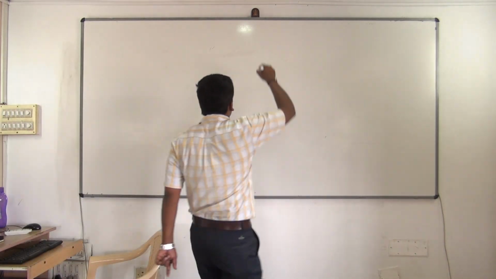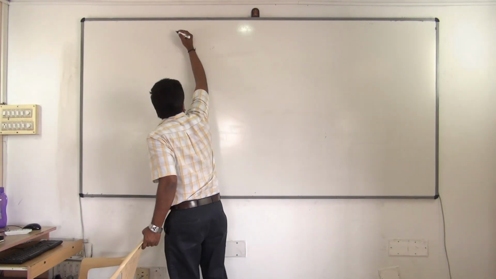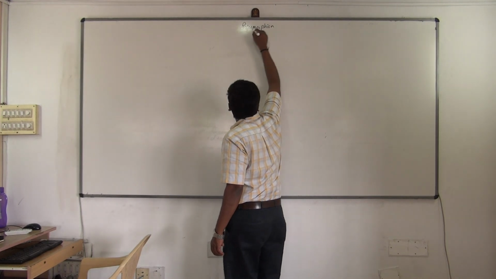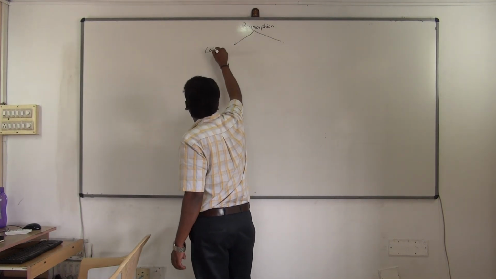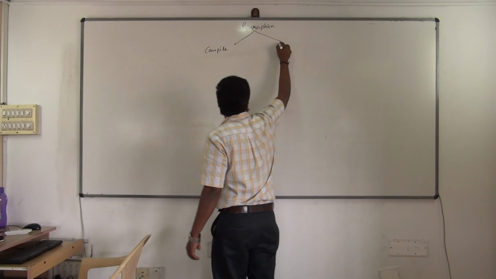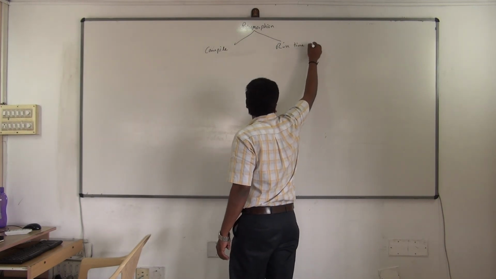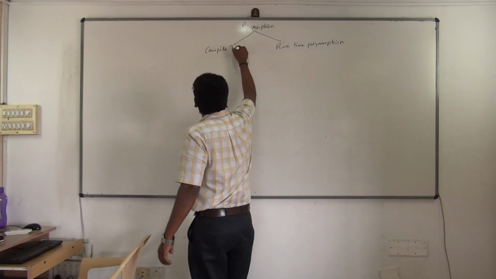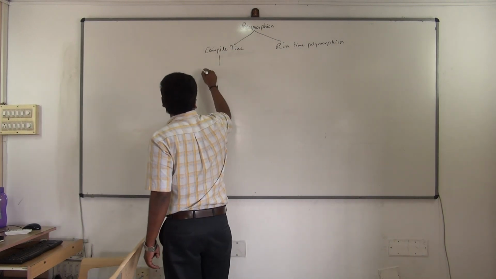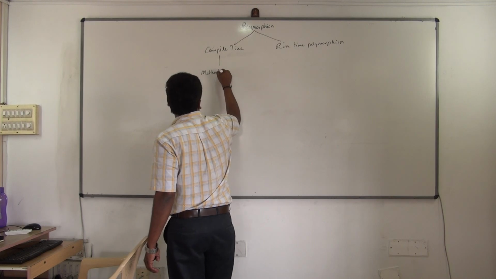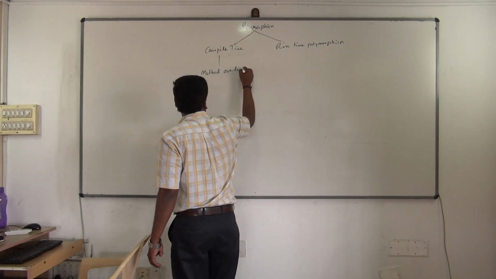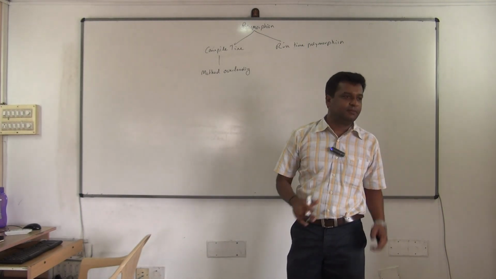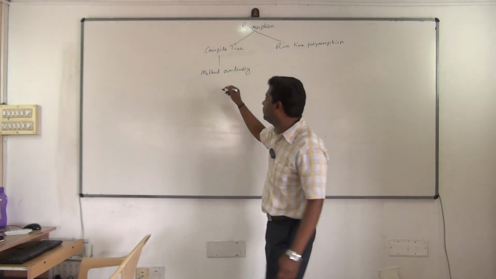Meanwhile, see this. Polymorphism is of two types: compile time polymorphism and runtime polymorphism. We are not discussing anything about runtime now, leave it. Compile time polymorphism is also known as method overloading. In Java, compile time polymorphism is supported with the help of method overloading. Understood?